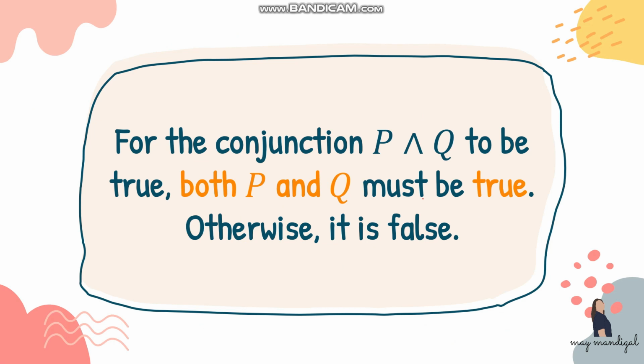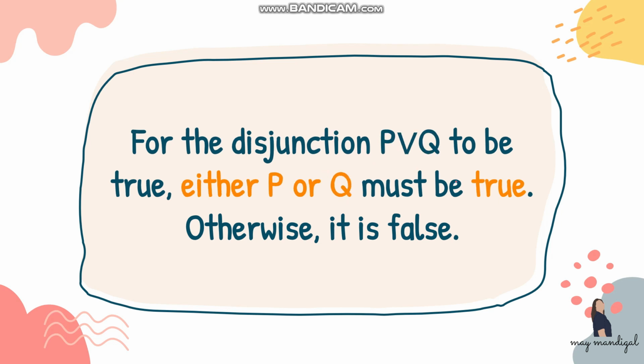For the conjunction P and Q to be true, both P and Q must be true as well. Otherwise, it is false. Since we need to consider both of the statements, since we connect them by "and", the two must have the same truth value so that we can say that they are true. Otherwise, it is false. So both P and Q must be true so that we can say that the conjunction P and Q is true as well.